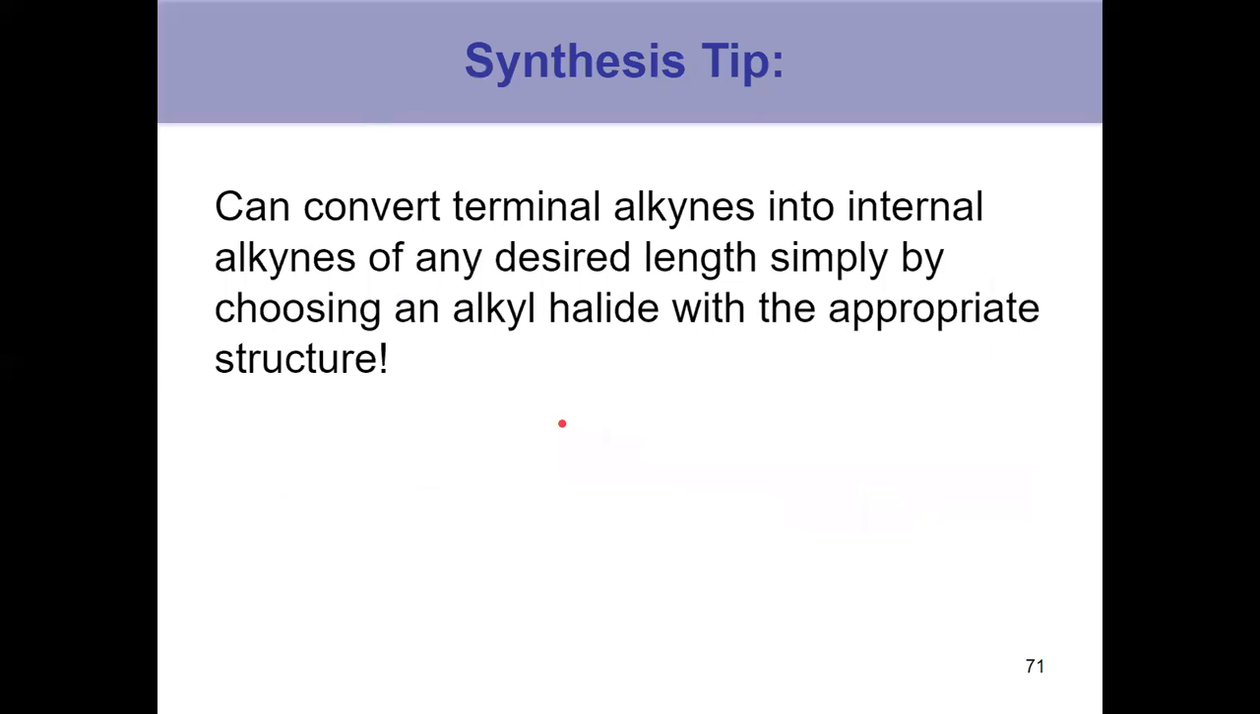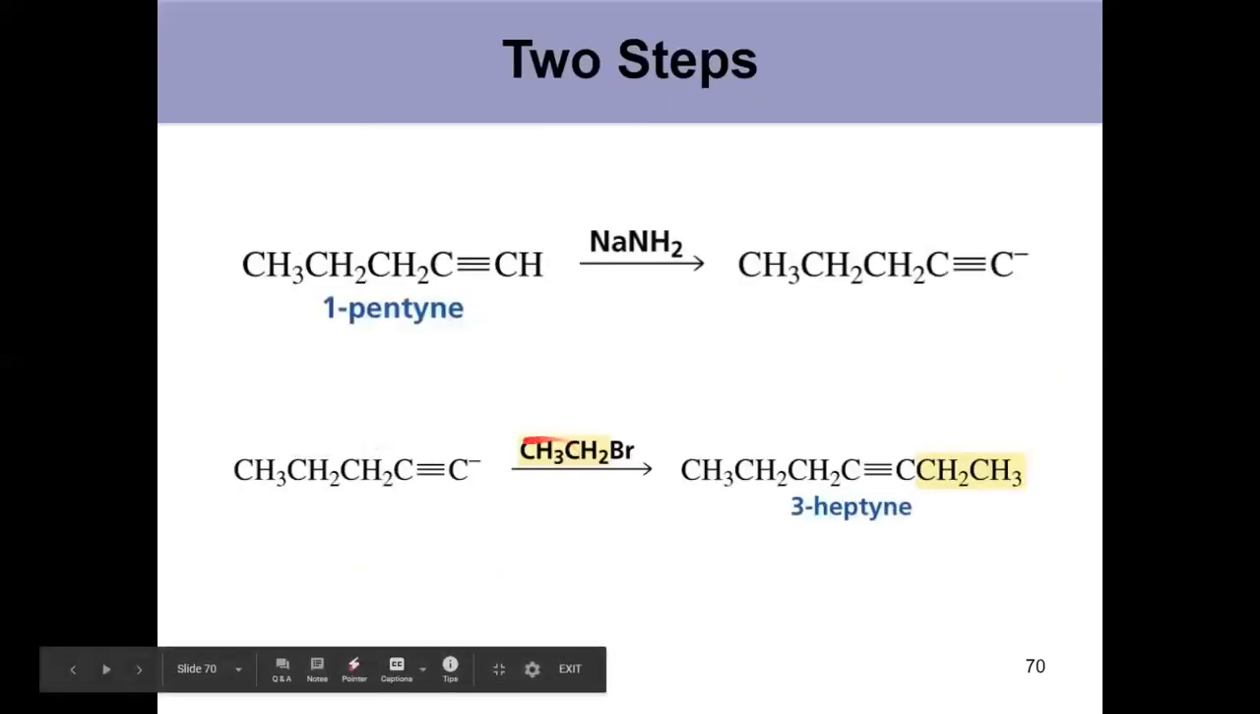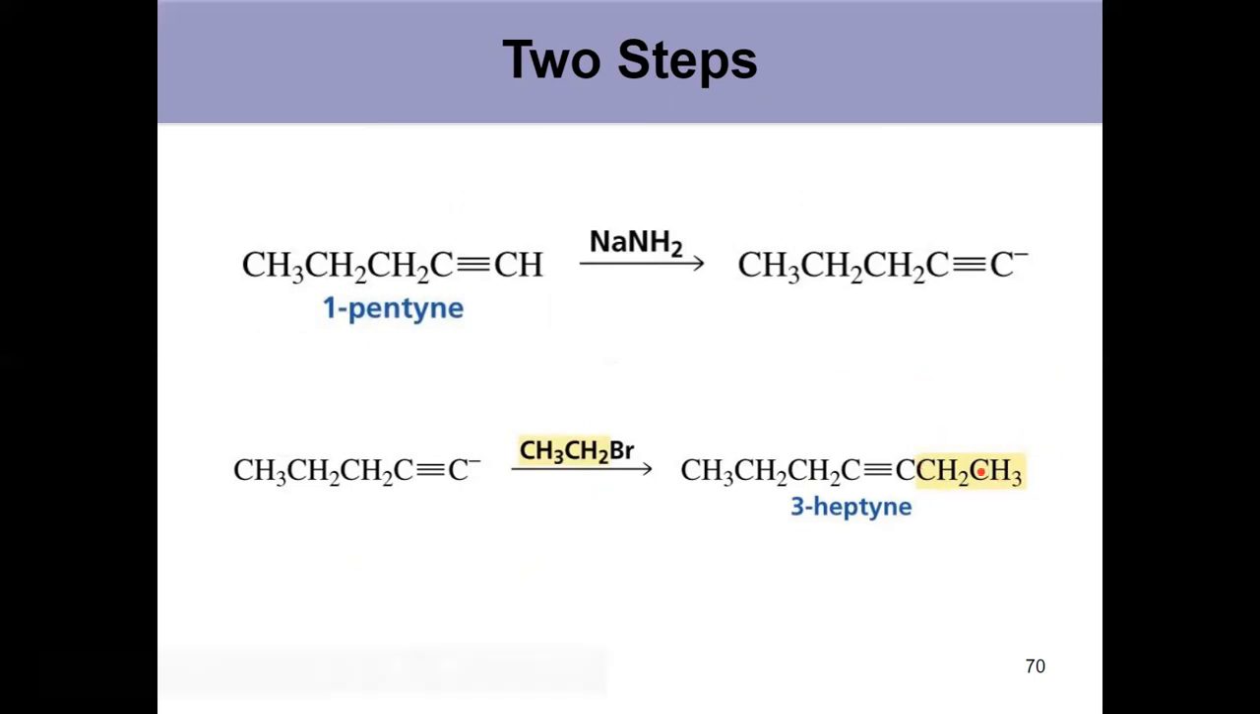One tip for synthesis, right, is kind of what I was just alluding to. You can convert a terminal alkyne into an internal alkyne of any length. You can add any number of carbons that you want to, just by choosing the right alkyl halide. And so, jumping back to slide 70 here, change this number of carbons, that determines how many you've added.